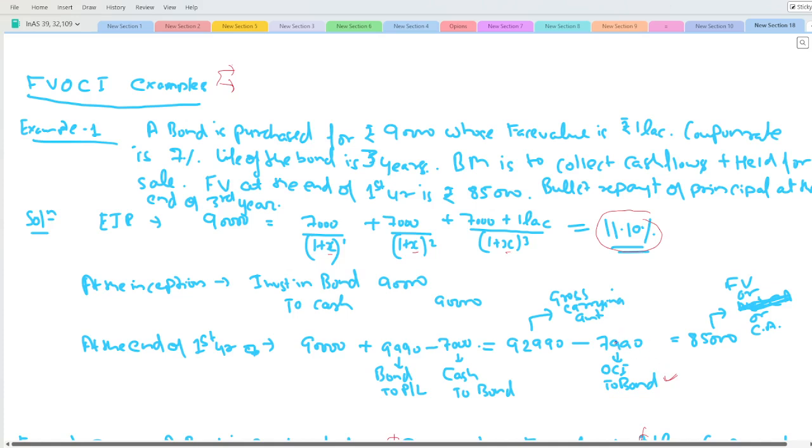So this is the amount which you will be transferring to the OCI account. So this is a catch here. And similarly for the interest accrual, you would pass bond account to interest, and then interest to P&L, but here I've just taken it directly into the P&L. Okay, and then for the coupon receipt, cash account to bond account, this we have done. So this is the catch here.